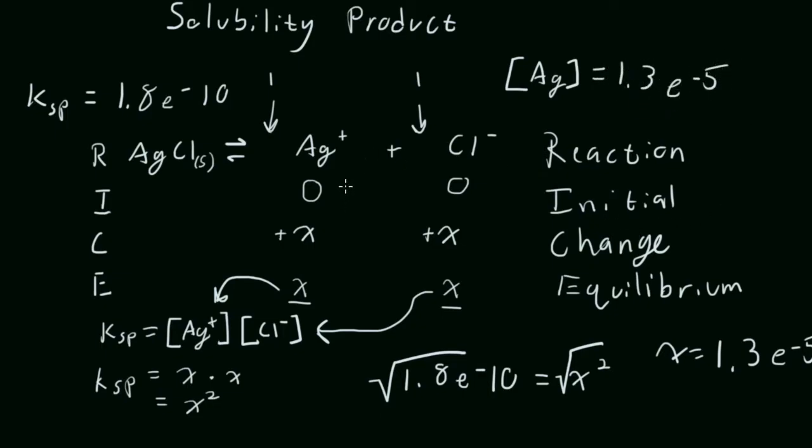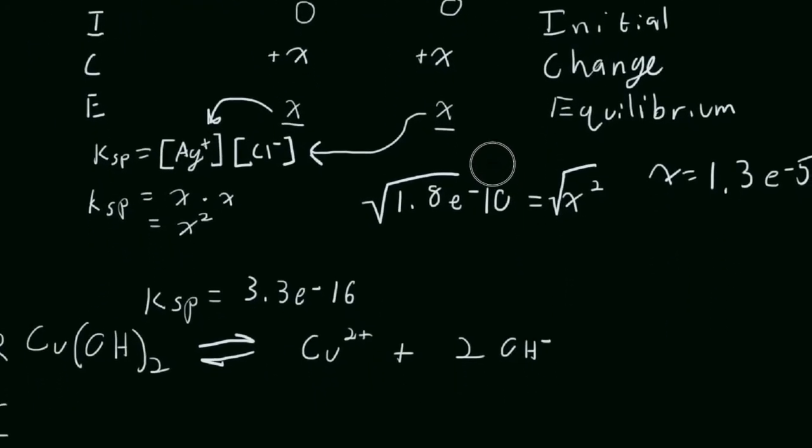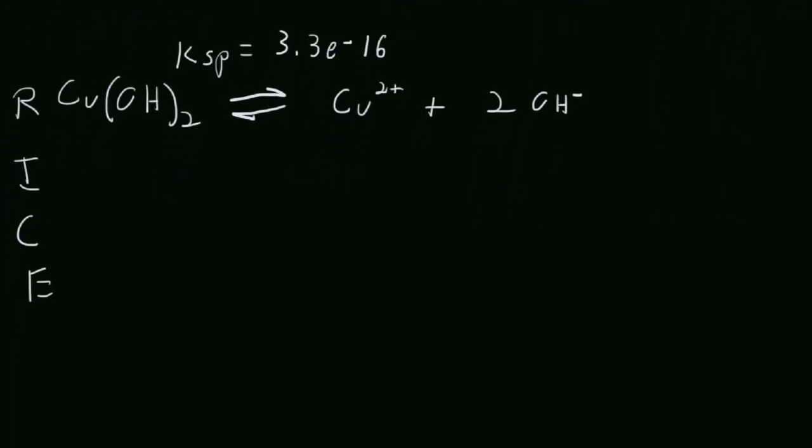Now, when I have these ionic substances, these solubility products that are breaking up at a 1-to-1 ratio, it is as simple as that. I'm going to get x squared. But what about when I don't? Let's set up a Rice table for something like copper hydroxide. Copper hydroxide could have a KSP of 3.3 E negative 16. And now I'm going to do the same thing. My initial concentration for Cu(OH)2, we're not going to worry about it because it is a solid. But for Cu2+, it's going to be 0. And for OH-, it's also going to be 0.